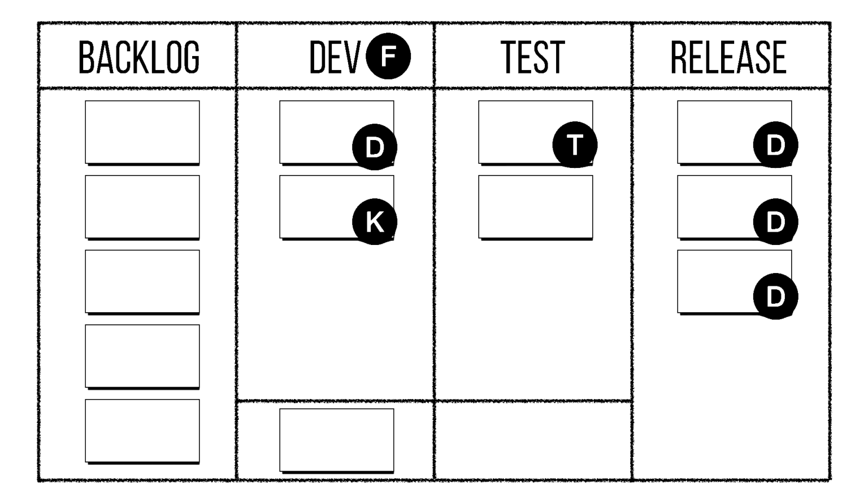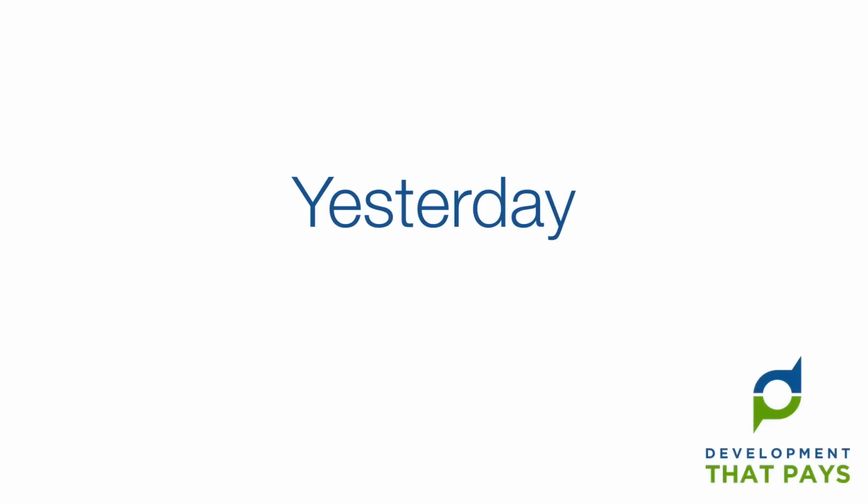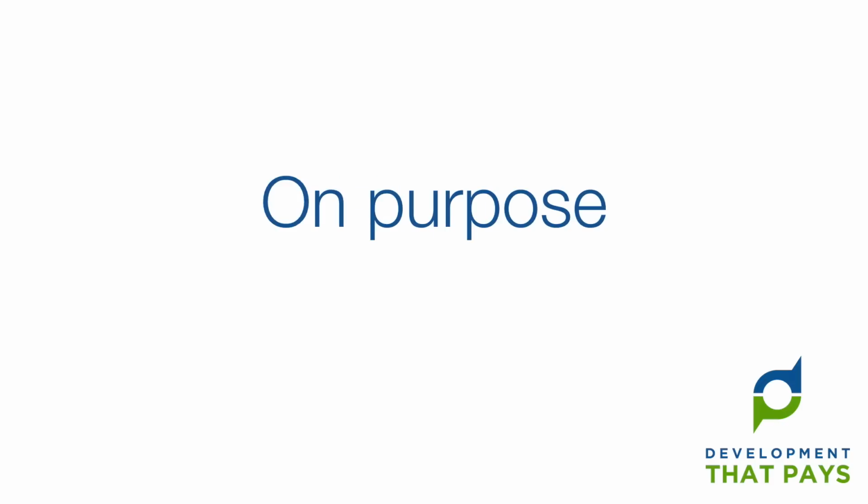I'm going to freeze it right there because something important just happened. Fiona completed the task yesterday, but she didn't move the ticket on the board. Perhaps she forgot to move it. Perhaps she couldn't be bothered to move it. But what if she didn't move it on purpose? What if she wanted to wait until stand-up to move the card?